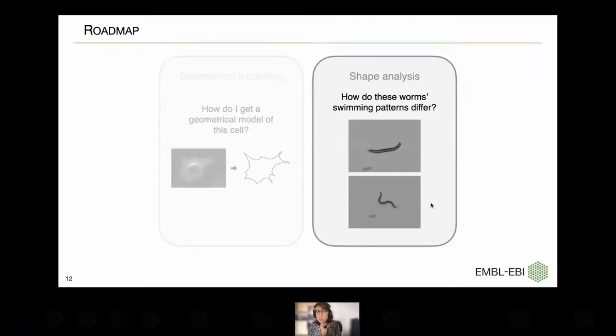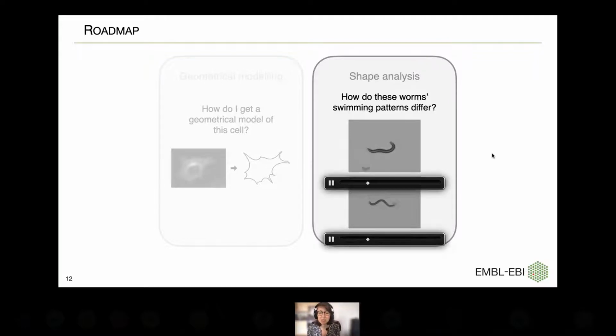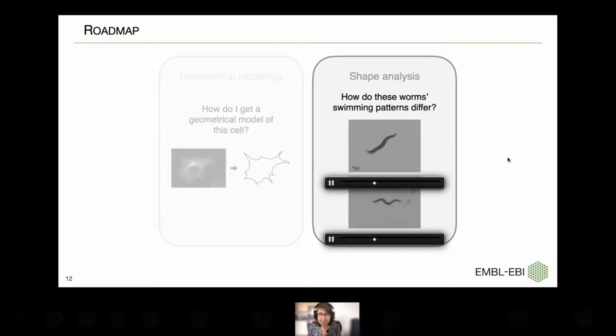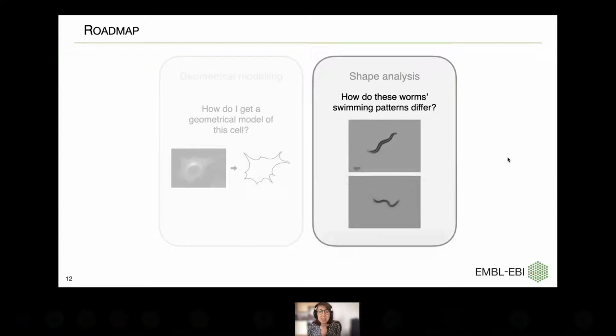So the next question is, what do we do with them? Okay, now I have these nice cubic or linear spline interpolated contours. What can I do with this? The use case that I want to use to illustrate the sort of things we can do is these little C. elegans worms that are swimming around. We see that they are swimming in different ways. I sense that there is something different going on. But can we quantify that, and can we use geometrical models for this?